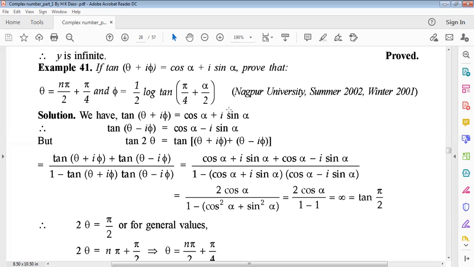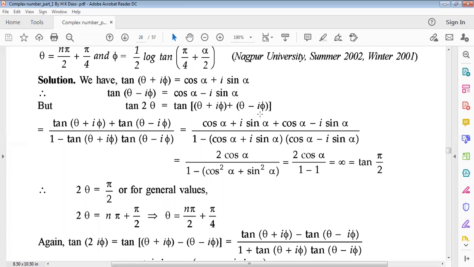Now tan(theta + i phi) is what? It is cos alpha plus i sin alpha. Tan(theta - i phi) will be the complex conjugate, cos alpha minus i sin alpha. This is from the given condition. Just putting these values, 1 minus tan(theta + i phi) this and tan(theta - i phi) this, from these two given.